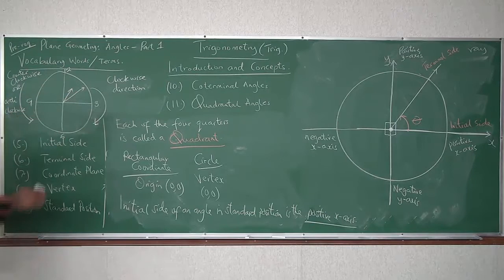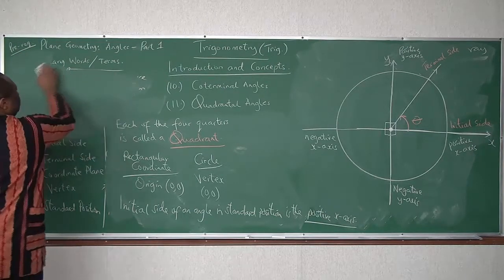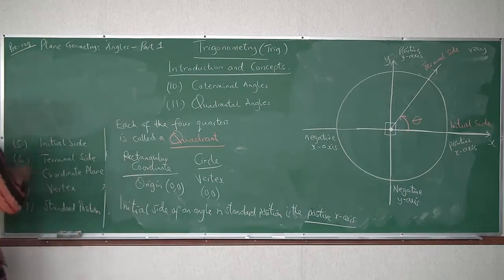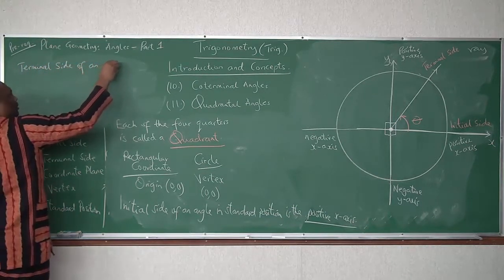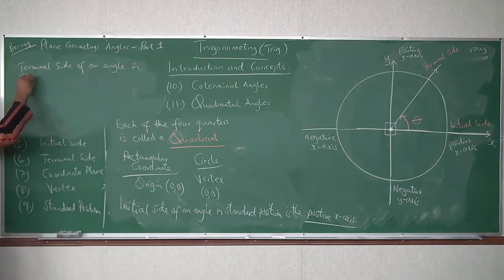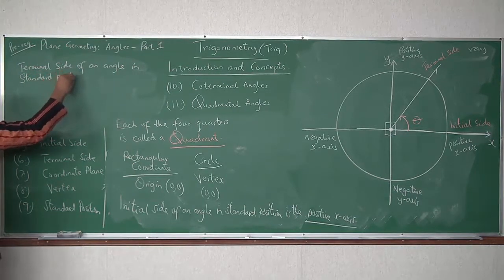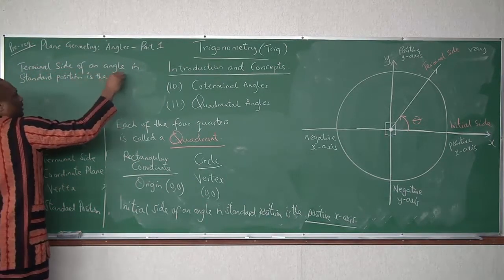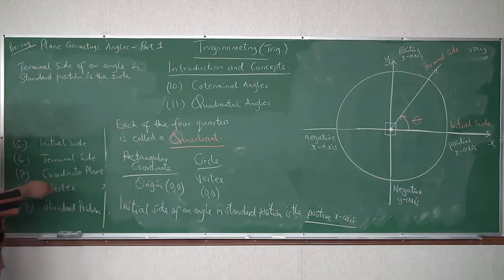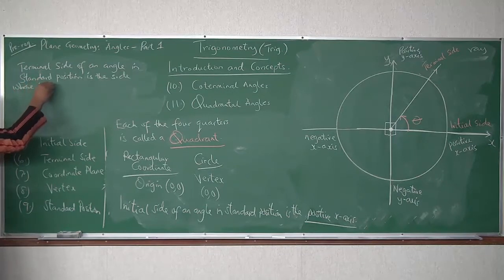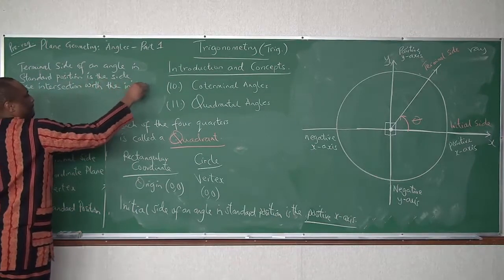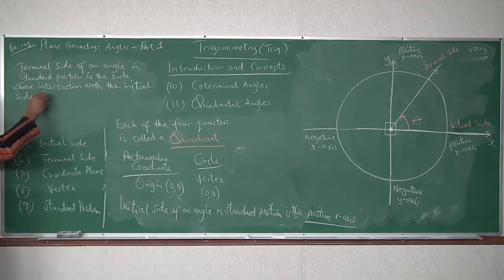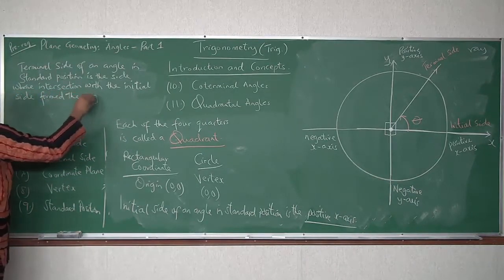You've understood the concept of clockwise direction, so I can erase this. So terminal side of an angle in standard position is the side whose intersection with the initial side forms the angle. Form the angle. Okay?